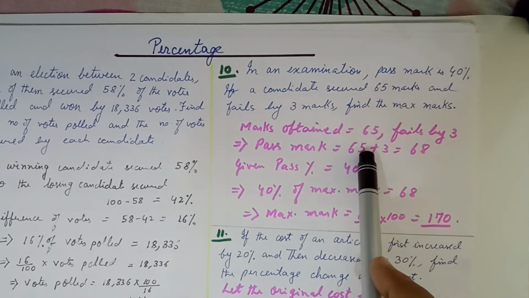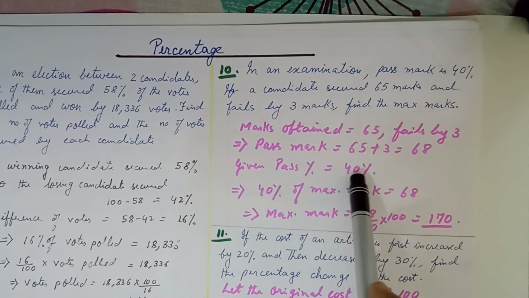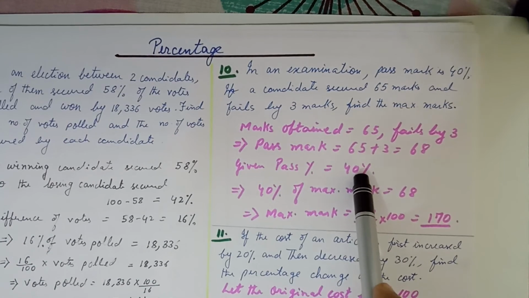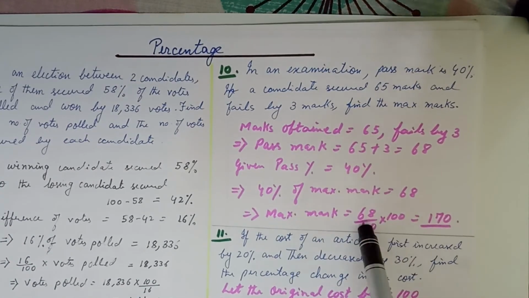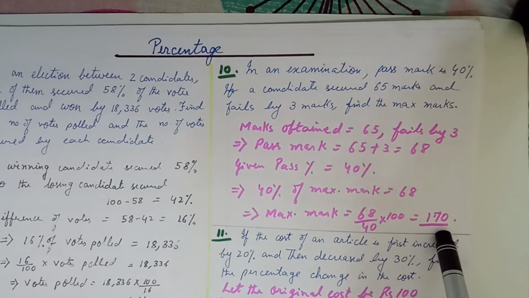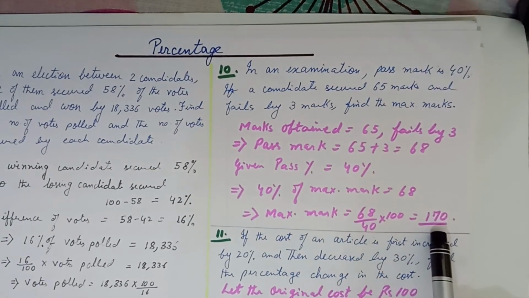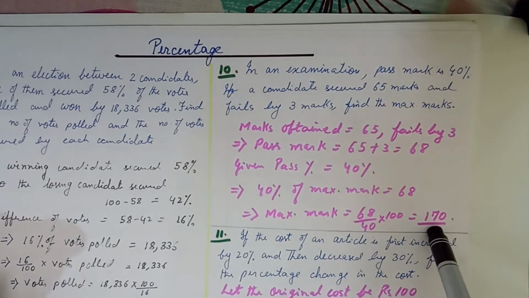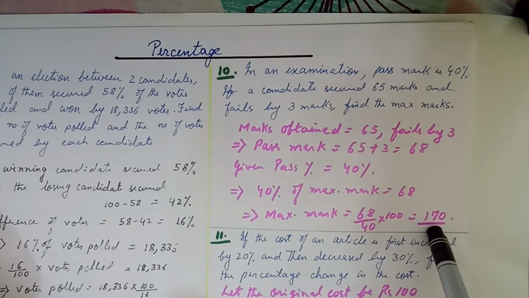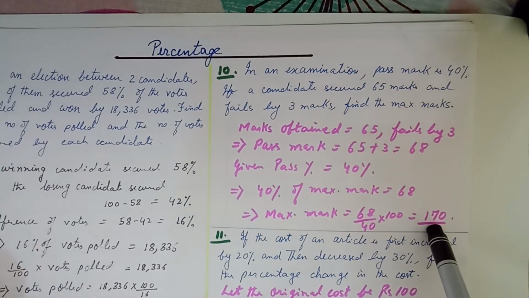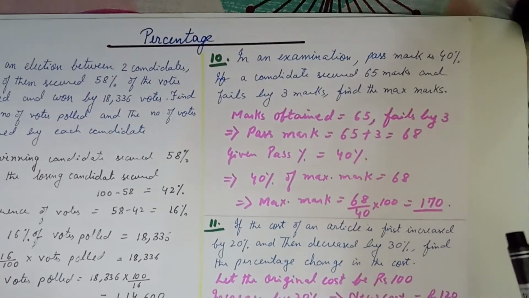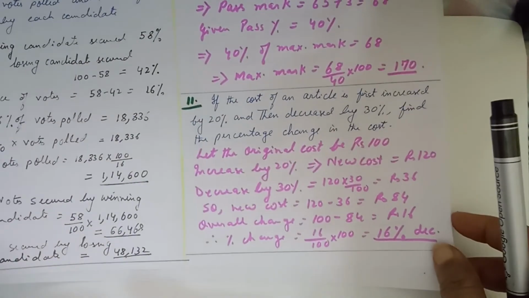I explained this one just now. The pass percent is given, 40%. So 40% of the total should be equal to 68. Cross multiply: the maximum marks are 170. So what you basically need to do is read the question, understand, deduce it. Comprehension of the question is very much needed here.